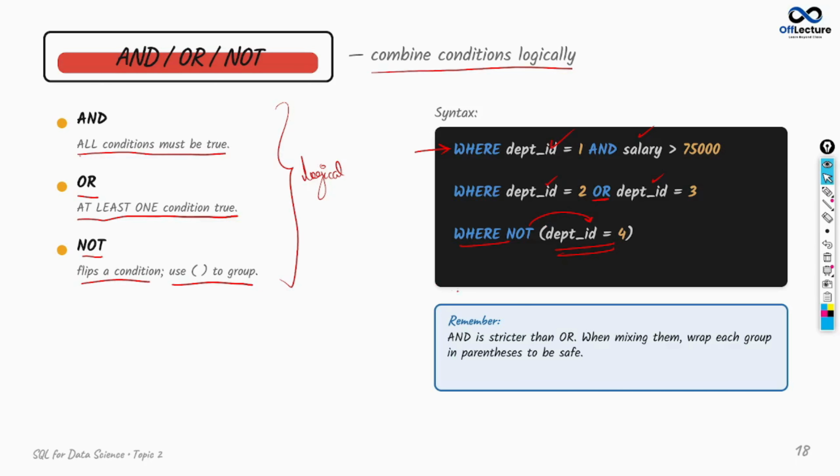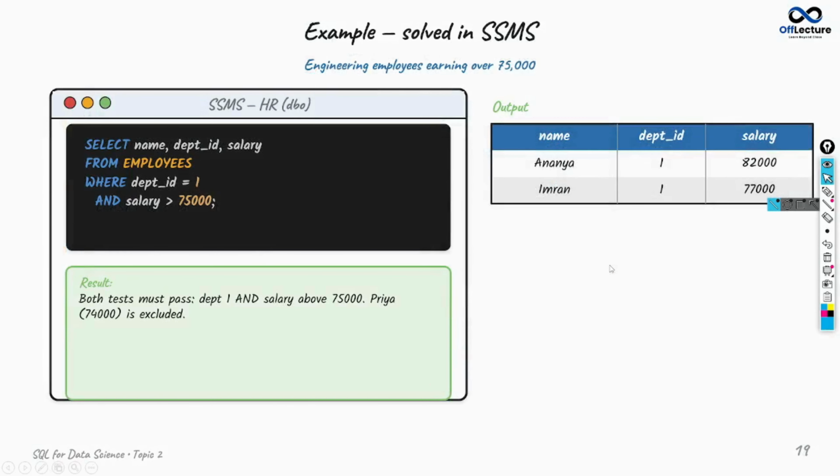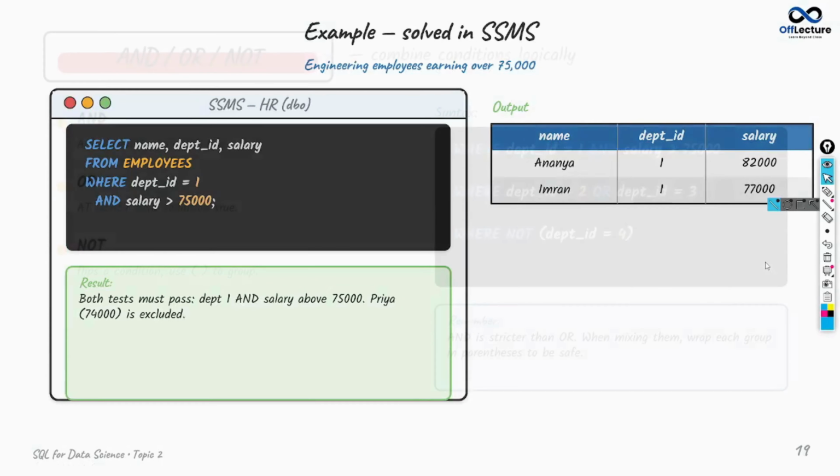Okay. So AND is stricter than OR, you can understand from the meaning of it. When mixing them, wrap each group in parentheses to be safe. What it is trying to say is, let's say you are writing multiple ANDs and ORs, it is always advisable and safe to wrap each group of conditions inside parentheses to get the correct output. Okay. So let's see the examples related to this.